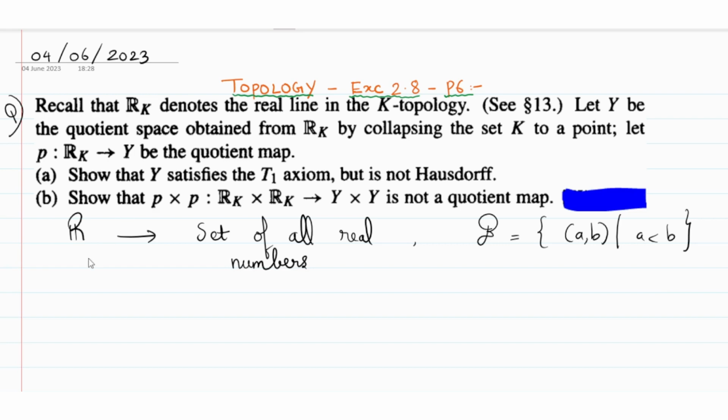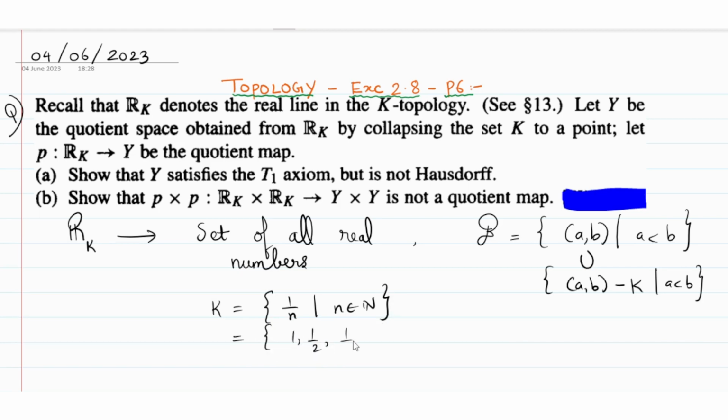Now the space Rk is similarly the set of all real numbers, but the basis that we have for this space is different. It is this open interval taken union with all open intervals (a, b) minus K, such that a is less than b. But what is K? K is the collection of all 1/n for n in natural numbers. That's like saying 1, 1/2, 1/3 and so on. This is our space Rk.